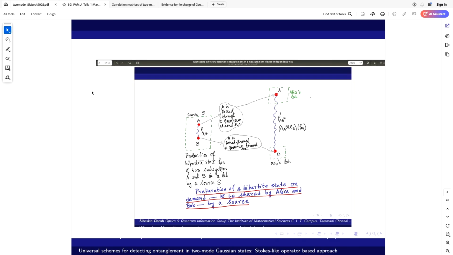So, here is what I told you. Let us say this is the source which produces this bipartite state locally, and then particle A has been sent through some channel, B has been sent through some channel, and then they share this state rho prime. Of course, rho prime and rho are not the same, this is a modified version, and what you need to look at is to test whether this is entangled. Even if rho is entangled, there is no guarantee that rho prime will be entangled.